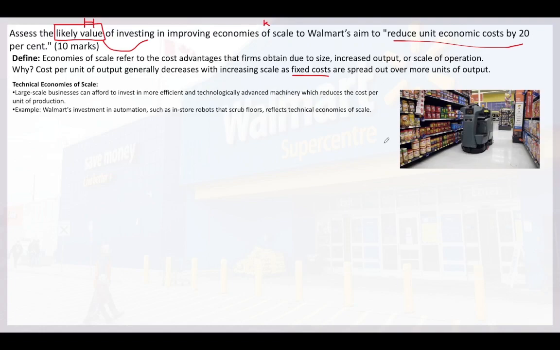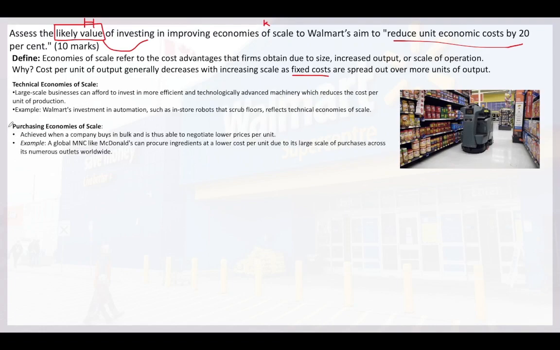So by removing people from the shop floor, we either don't need that member of staff anymore, or the member of staff can be doing other things. It could be that the floors are generally cleaner in Walmart because these robots are constantly sweeping them. There's lots of things that we could be doing with that, but the economies of scale here, linked to the definition, is reducing costs. Well, initial cost expensive, long-term cost, now we don't need to pay someone to sweep the floors. That lowers our overheads.